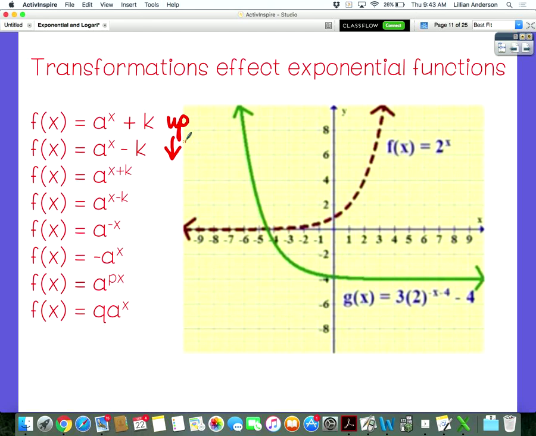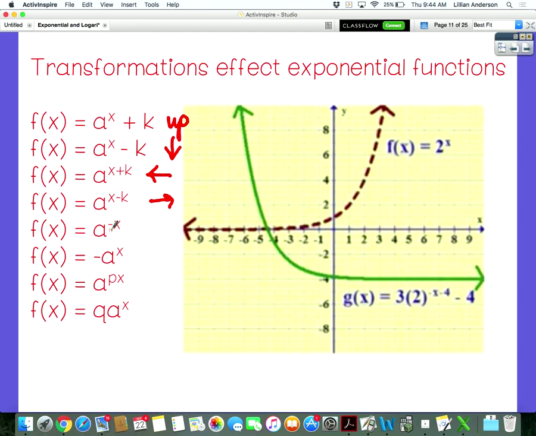But when your constant, or when your number's up in the exponent with your x, what does the plus k mean? Going to the left. And the minus means going to the right. So those still apply. Just like with quadratics, when you had parenthesis x plus 2 squared, it meant we move to the left. Same concept applies here. It's just now, instead of being inside the parentheses, it's up in the exponent, which is your variable.